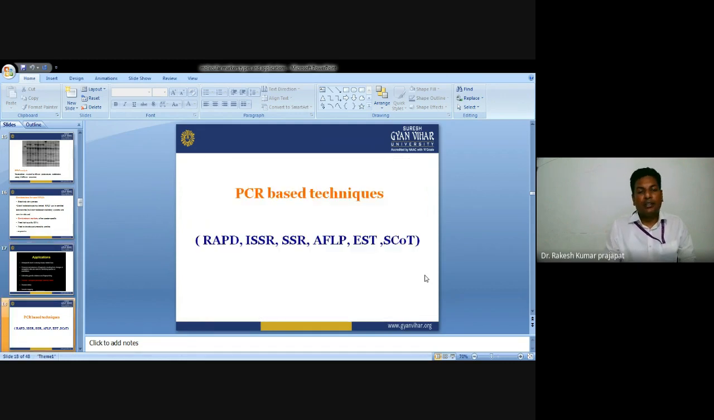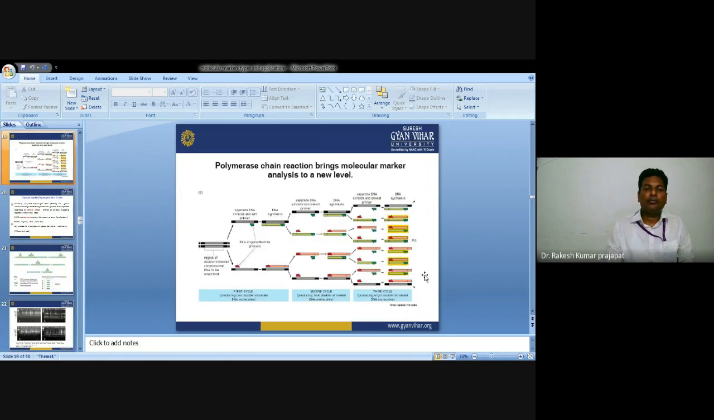PCR based techniques: RAPD, ISSR, SSR, AFLP, STS, SCAR markers. Basically, PCR, the polymerase chain reaction, was developed by Kary Mullis in 1983 and brought molecular marker analysis to a new level.